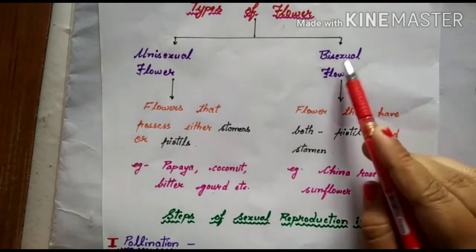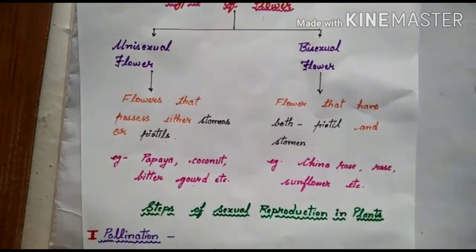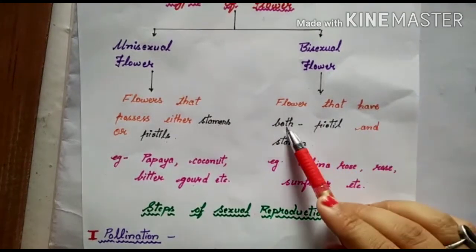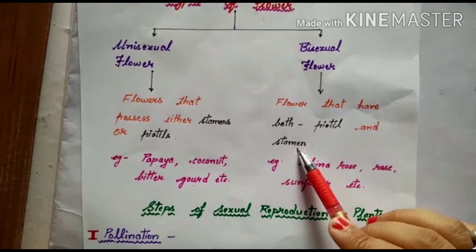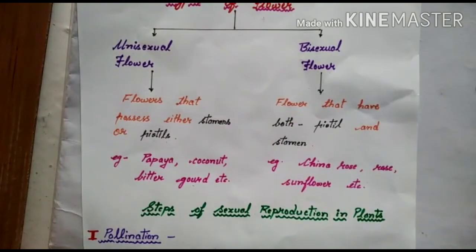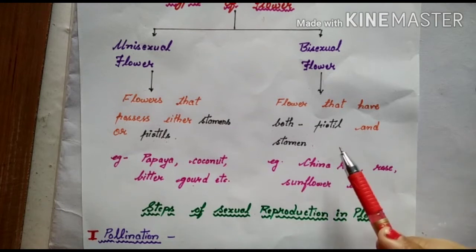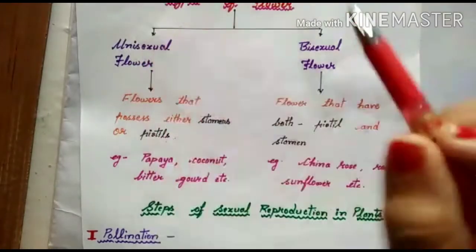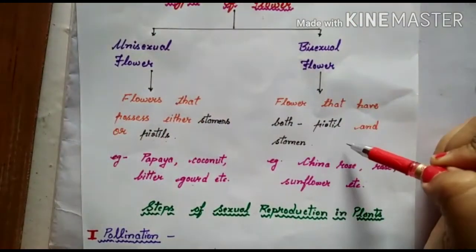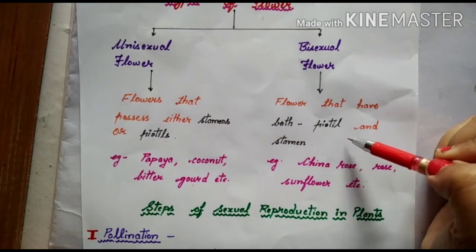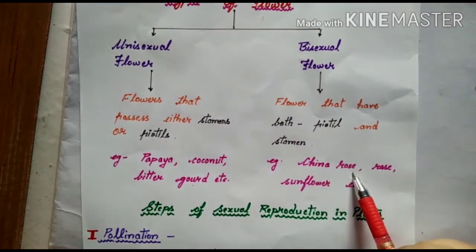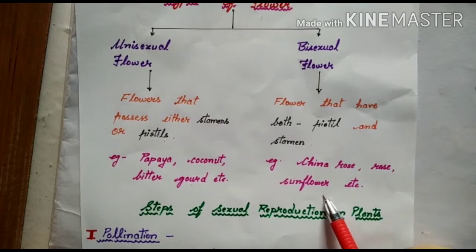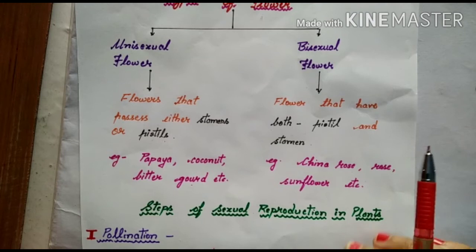The next is bisexual flower. Flower that has both pistil and stamen, means that flower which contains both the reproductive parts, male and female both, that flower is known as bisexual flower. Uni means one and bi means two, means that contains both the reproductive parts is known as bisexual flower. Example: China rose, rose, sunflower, pea, etc. So these are the examples of bisexual flower.